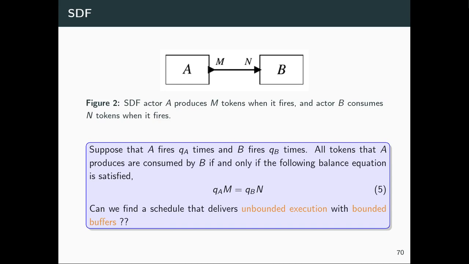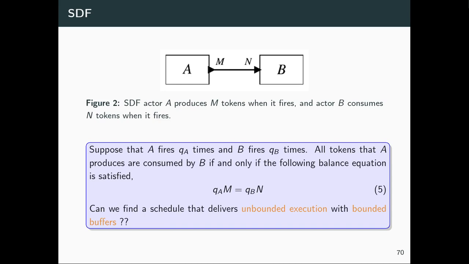And of course we know that if you have an equation, for balancing the equation on both sides, we need to make sure the quantities are the same. So the variables here are QA and QB. So we need to find out a schedule that delivers unbounded execution with bounded buffers. So we must note the two highlighted terms.